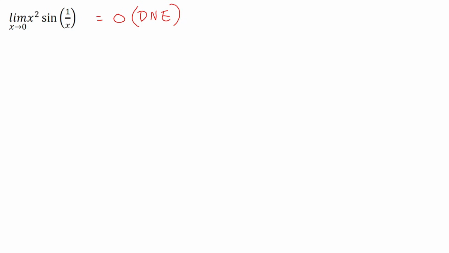So what we're going to do is use what we know about the sine function to use the squeeze theorem. We know that the sine of anything is between 1 and negative 1. So I can make an inequality that says the sine of 1 over x is between negative 1 and 1.